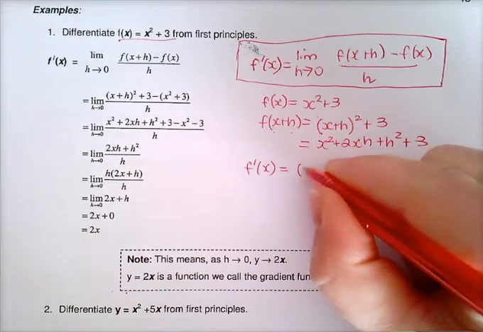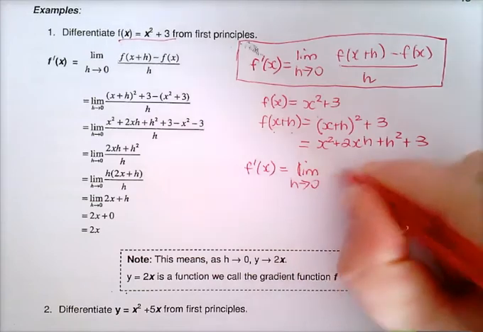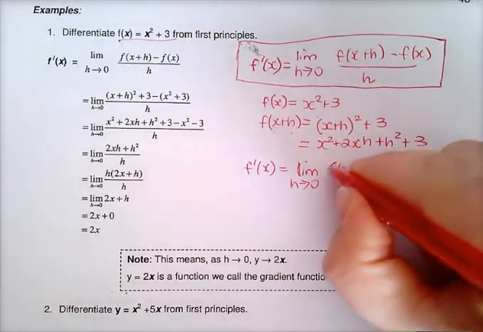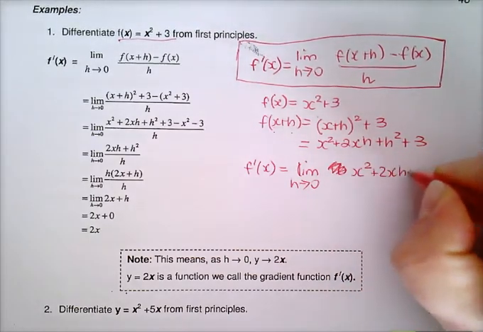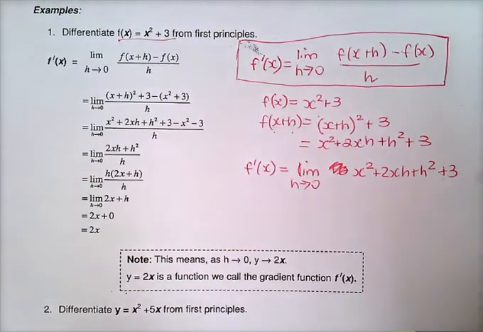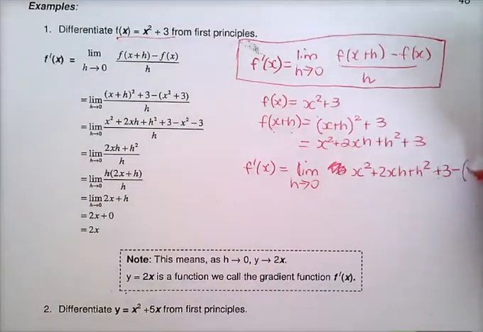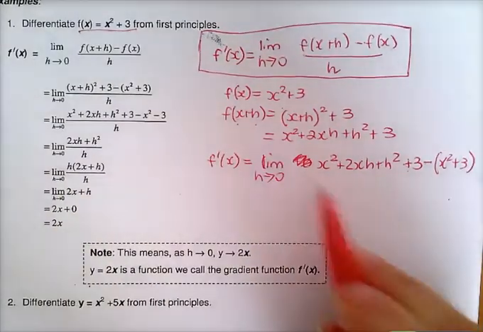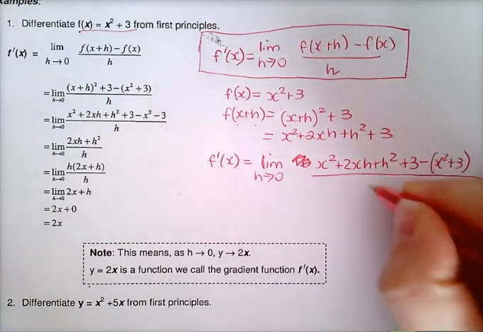So f dashed x is, make sure you write it out completely, the limit as h approaches 0 of the function of x plus h. Now I've got that up here, so I'm just going to substitute in now. So it's x squared plus 2xh plus h squared plus 3. Now that's the function of x plus h. Minus, now the function of x is x squared plus 3. So it's function of x plus h minus function of x over h.